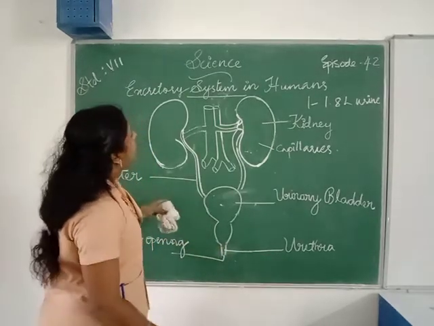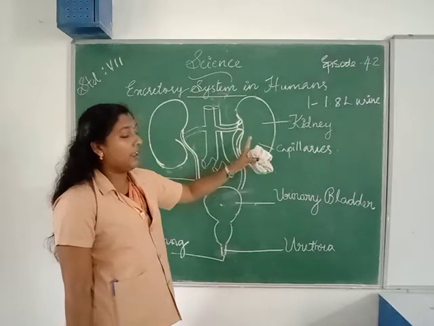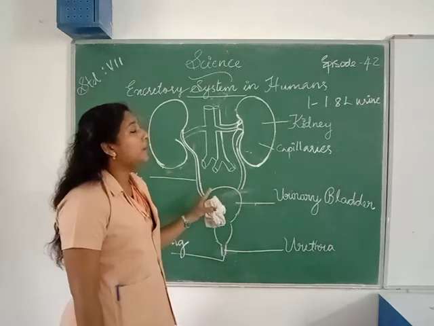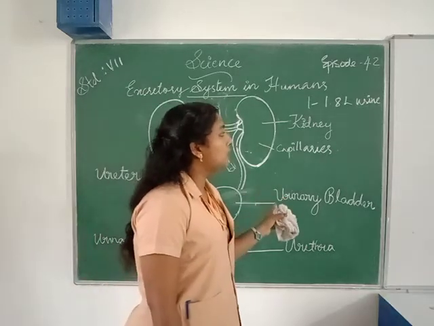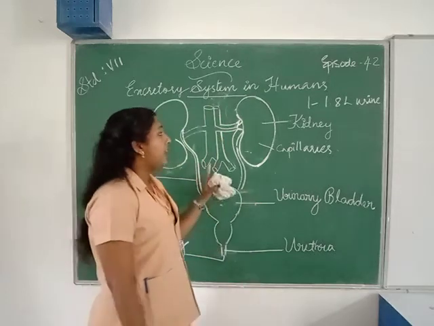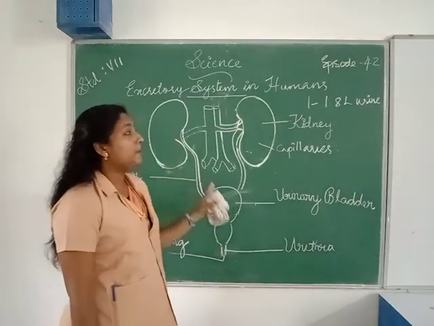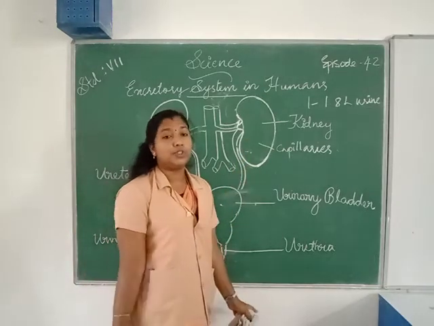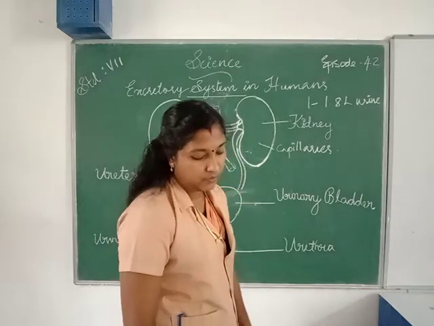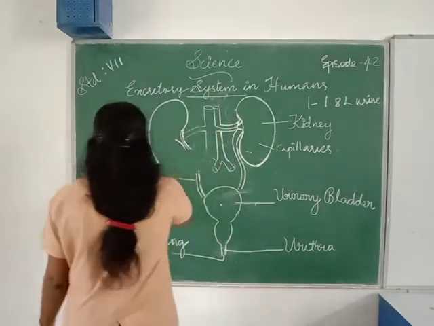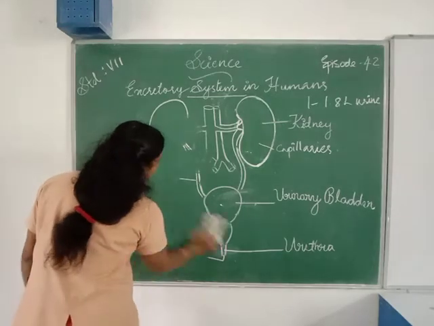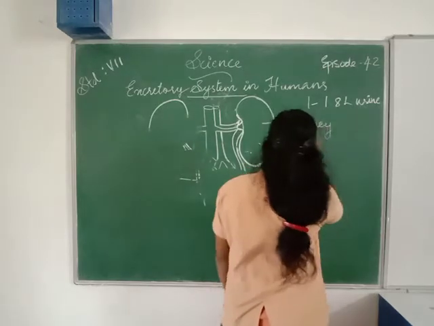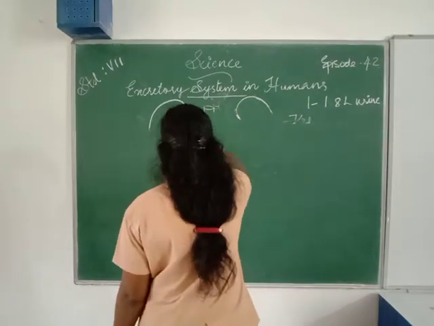Then we learn about an adult human being. An adult human being normally passes about 1 to 1.8 liters of urine in 24 hours. Then the urine consists of different substances. Do you know which are the different substances contained in the urine?